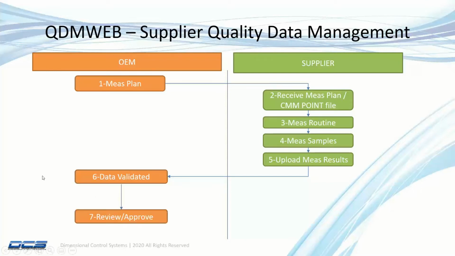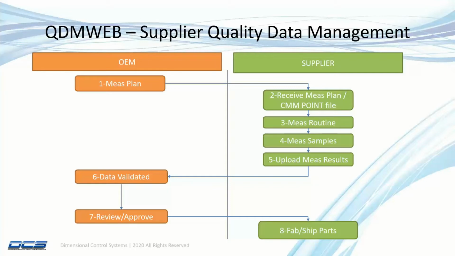Once the data is validated, the OEM can go into QDM Web and review the report in a graphical format, not just text-based. It's a graphical report because of the templates, with all statistics and pass-fail criteria, and they can review it and approve it. Once it's approved, they can send the notification via QDM Web to fabricate and ship the parts, or to go ahead and process the rest of the samples.